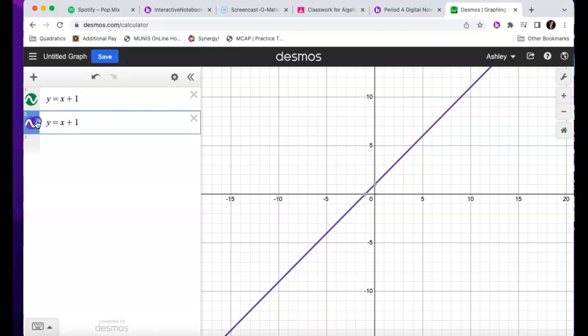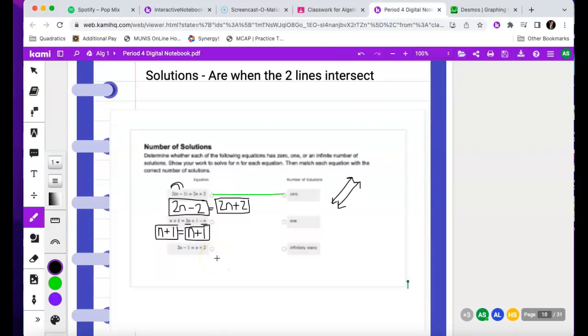And notice that my lines are overlapping. Whenever that happens, we have infinitely many solutions, because every single point on that line is a solution. It's a line on top of a line, so every single solution is the same. So this one we're going to match with infinitely many solutions, which means we know that the last one is going to be one solution. So let's see what that looks like.